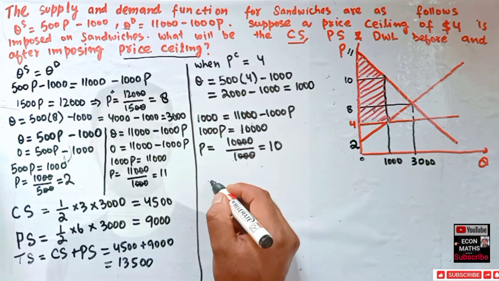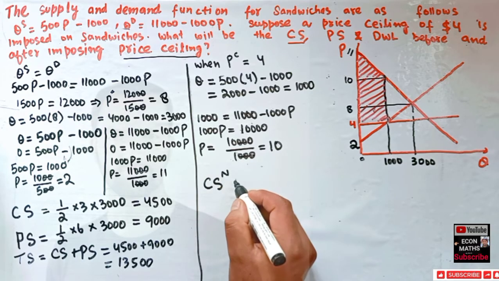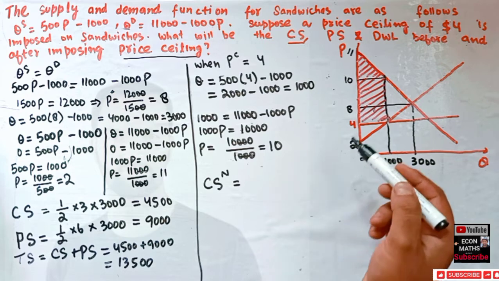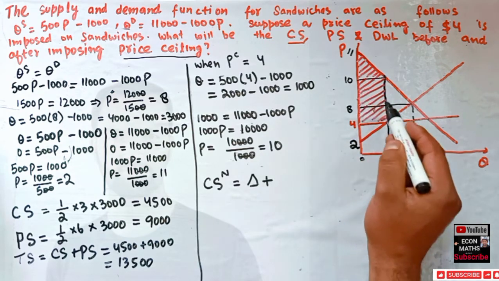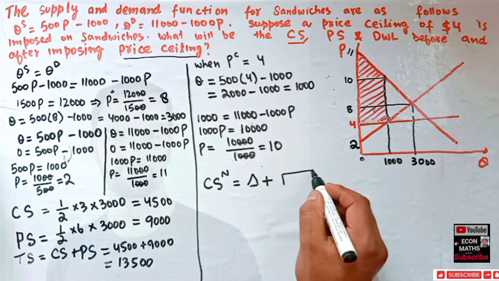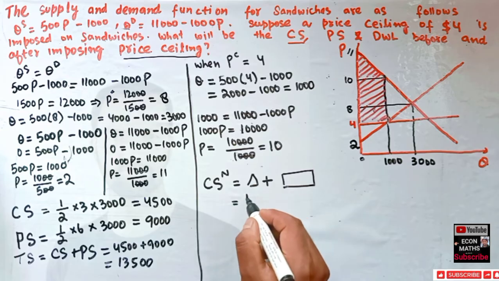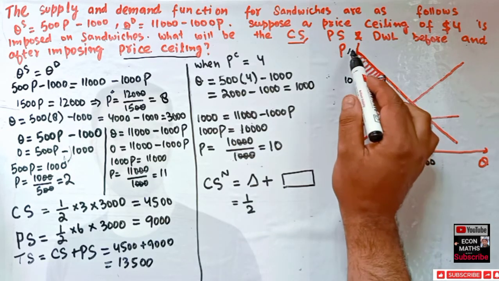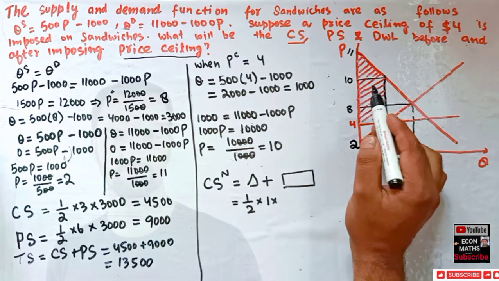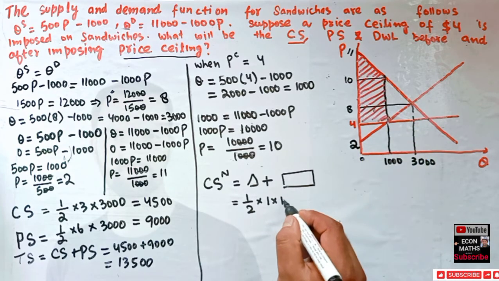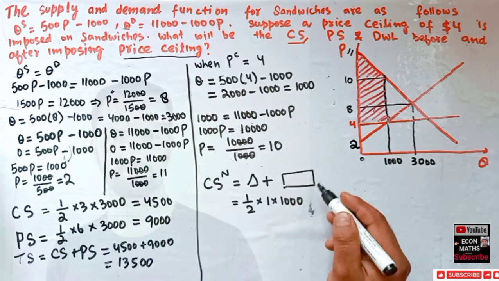We have the new consumer surplus. I will write: new consumer surplus after the price ceiling would be equal to the area of this triangle plus the area of this rectangle. Okay, now what is the area of this triangle? It is simply 1/2 of our base, which is 11 minus 10, which is 1, into what is the height? The height is 1000. And we have the area of the rectangle.